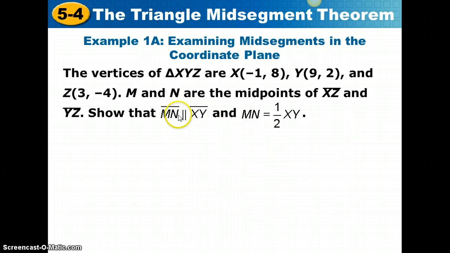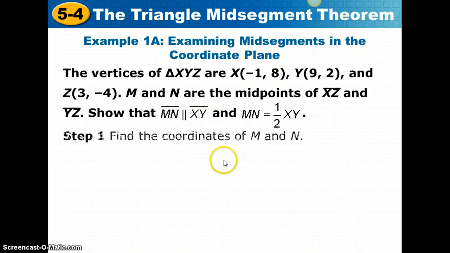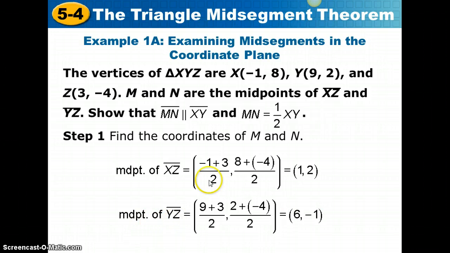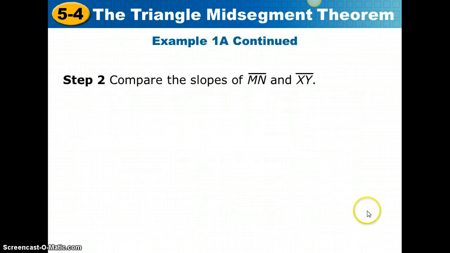So first we're going to talk about parallel segments using their slopes. So I need to find the coordinates of M and N to be able to find the slope of segment MN, and then I can find the slope of XY using those coordinates. So step 1, find the coordinates of M and N. The midpoint of XZ, which is M, we do -1 plus 3 over 2, and 8 plus -4 over 2, which gives us (1, 2). The midpoint of YZ, which is N, ends up being (6, -1). So we have coordinates M (1, 2), and N (6, -1).